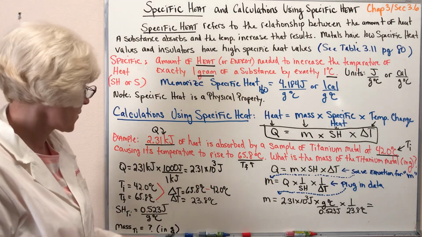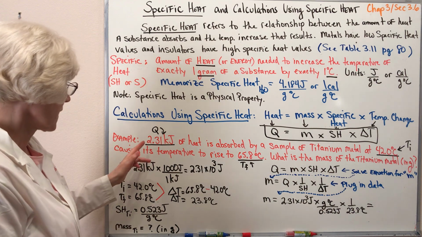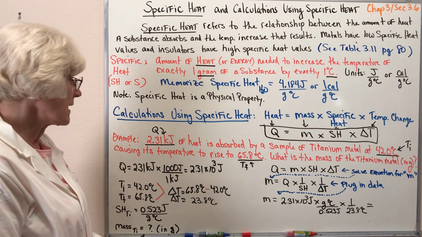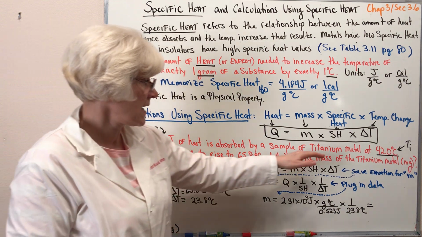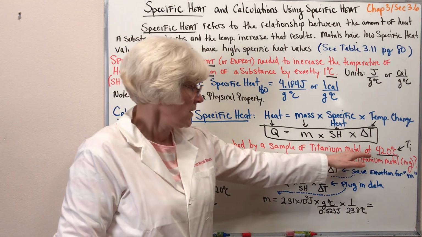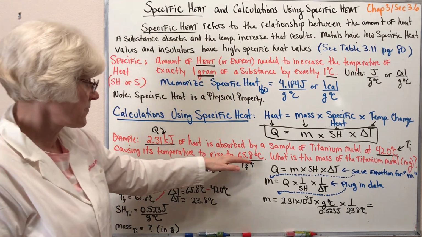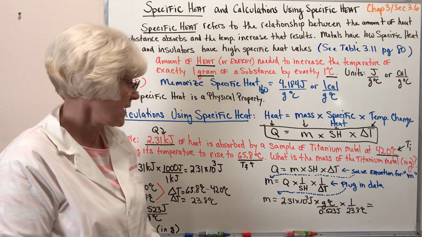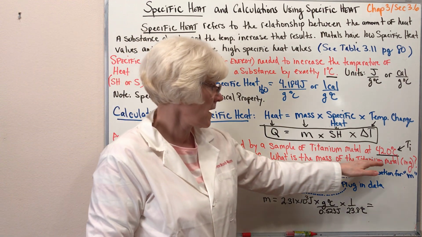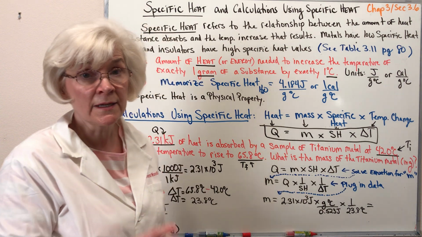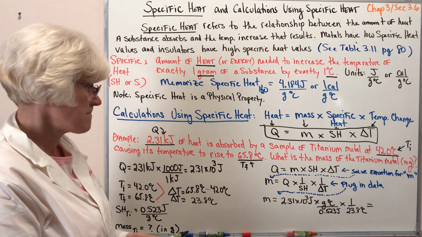Let's do an illustration with a problem involving titanium metal. 2.31 kilojoules of heat is absorbed by a sample of titanium metal at 42 degrees Celsius, causing its temperature to rise to 65.8 degrees Celsius. What is the mass of the titanium metal in grams? So we are going to do this calculation.